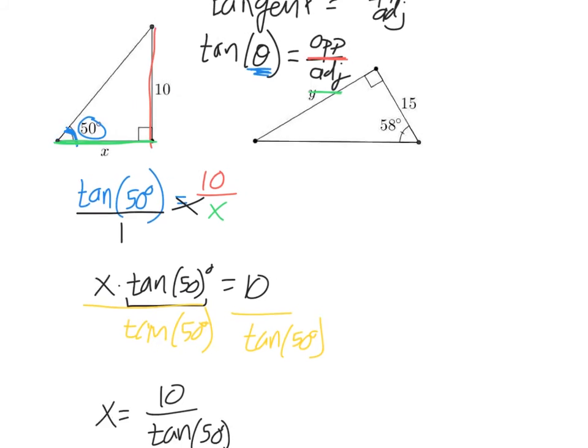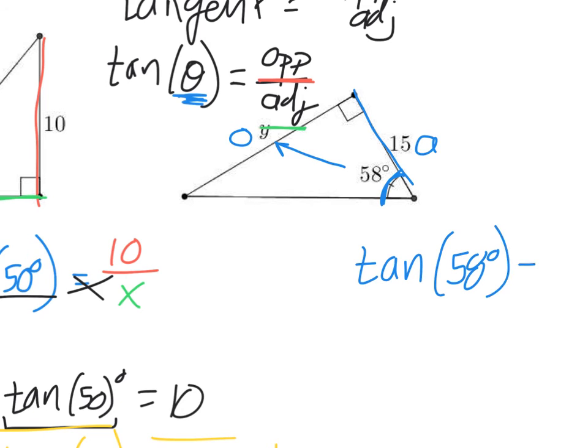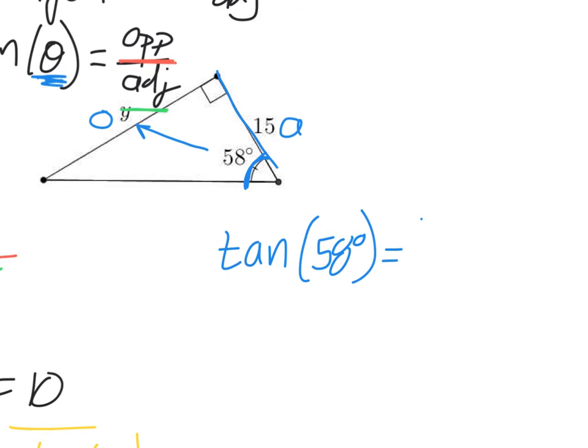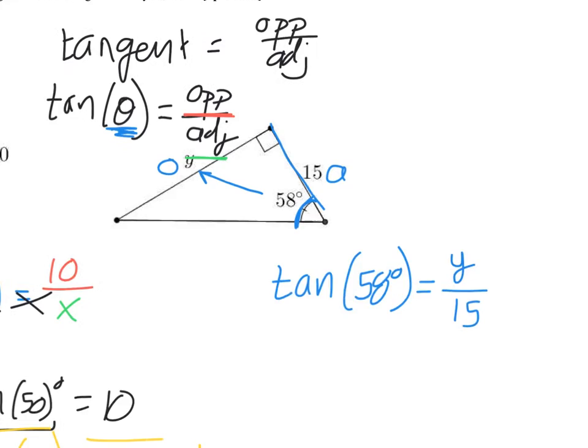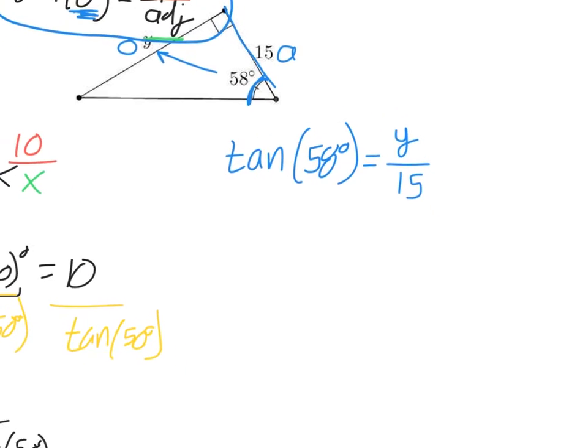So going on to the second triangle, again, I have another angle of reference. In this case, it's 58 degrees. The side across from it that's not the hypotenuse is the opposite leg. So y is the opposite, and 15 then is going to be the adjacent leg. So I'm going to set up another equation using the tangent ratio. The tangent of 58 degrees is equal to the opposite leg, which is y, divided by the adjacent leg, which is 15. So again, this comes from this equation right here. This is the equation that represents the tangent of an angle. It's a ratio of sides.